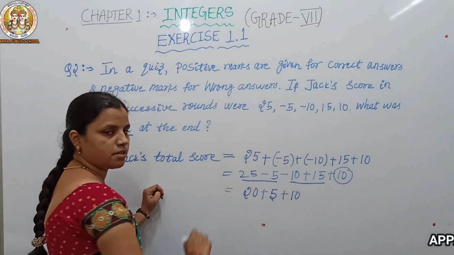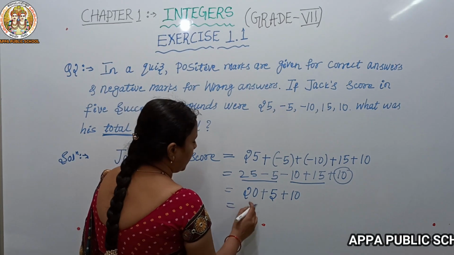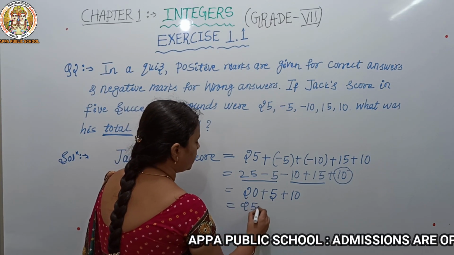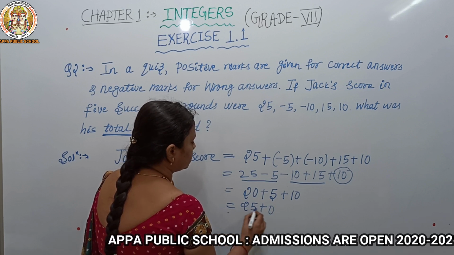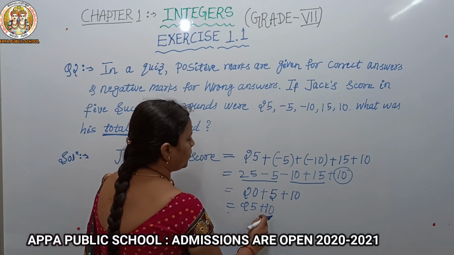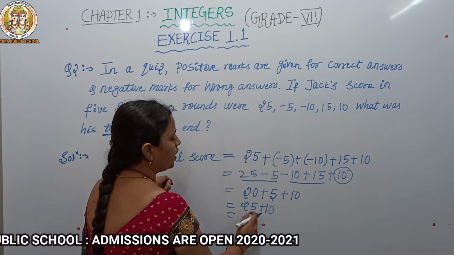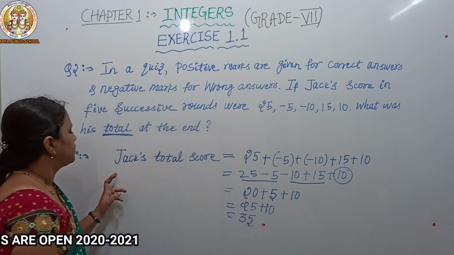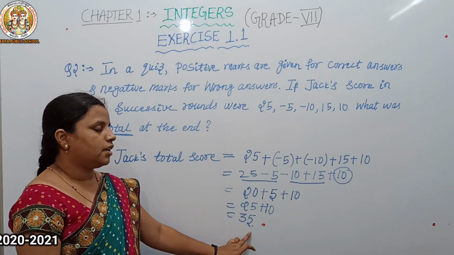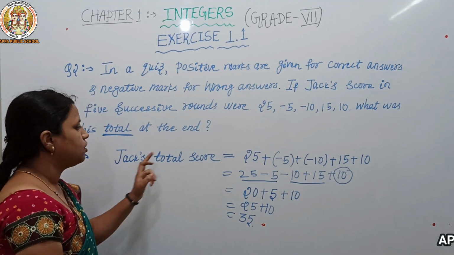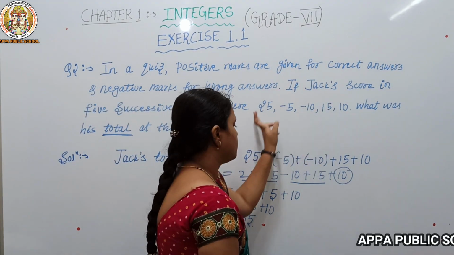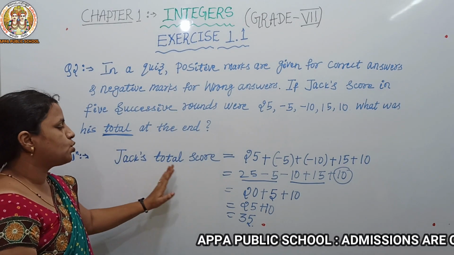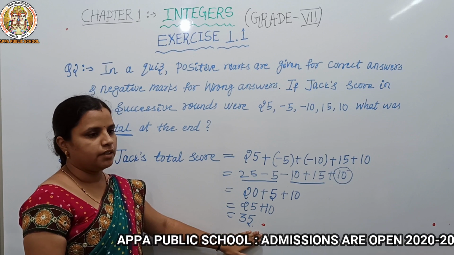So all the numbers are now positive. Add all these. 20 plus 5 is 25, plus 10. Sorry, 25 plus 10. So the total score of Jack was 35. Just you have to add all these numbers. So what you have to write at the last? Jack's total score was 35.